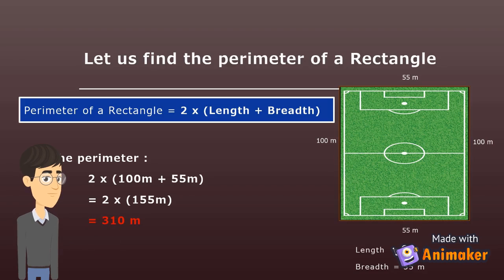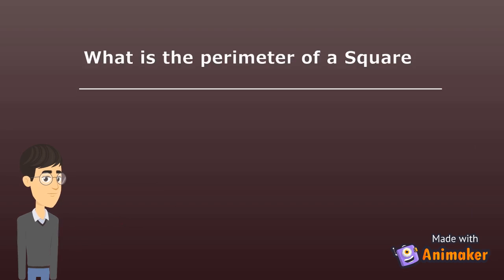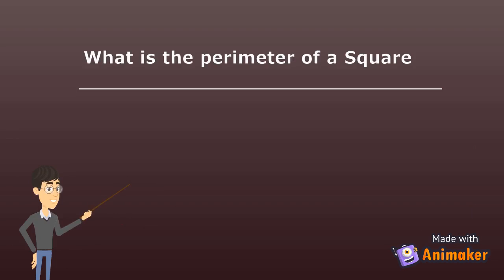Well, that's the same amount we had when we did the calculation for Rohan, isn't it? So the formula is 2 times length plus breadth. I hope you will remember that. Now, what is the perimeter of a square? Now, a square has all sides as the same.